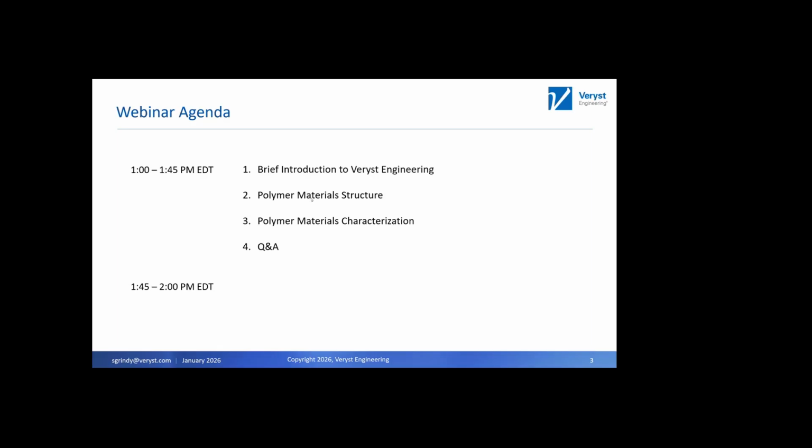The core of it is split into two parts. In the first part, we're going to talk about the structure of polymer materials, things that, based on my experience working with clients, I feel mechanical engineers need to know. Then in the second half, we're going to talk about characterization methods. That directly follows the first half, where we talk about aspects of polymer material structure, and then we talk about how to measure or characterize those aspects of the structure.